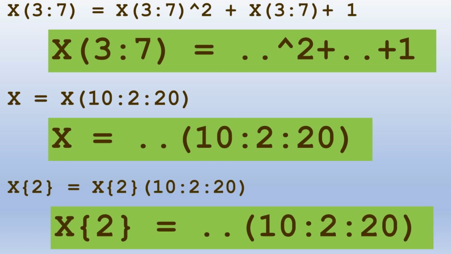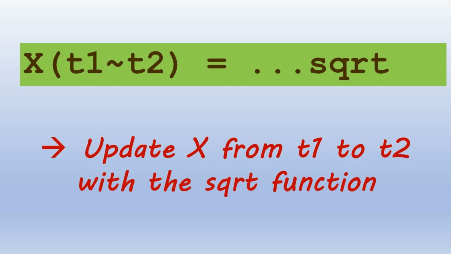and the range. A third example, a kind of extension of the second example. If you have a cell array and you want to update x of second cell with only a part, then do the same. x of cell 2 equal to ... and the range. Another example, a very practical one. By now, you'd understand what this means. x from time point 1 to time point 2 is equal to ... sqrt. With this, we update x from t1 to t2 with a square root function.